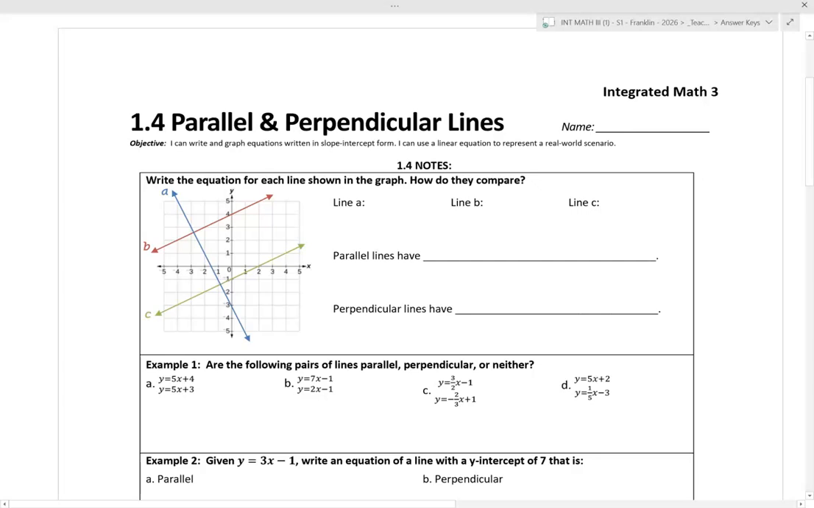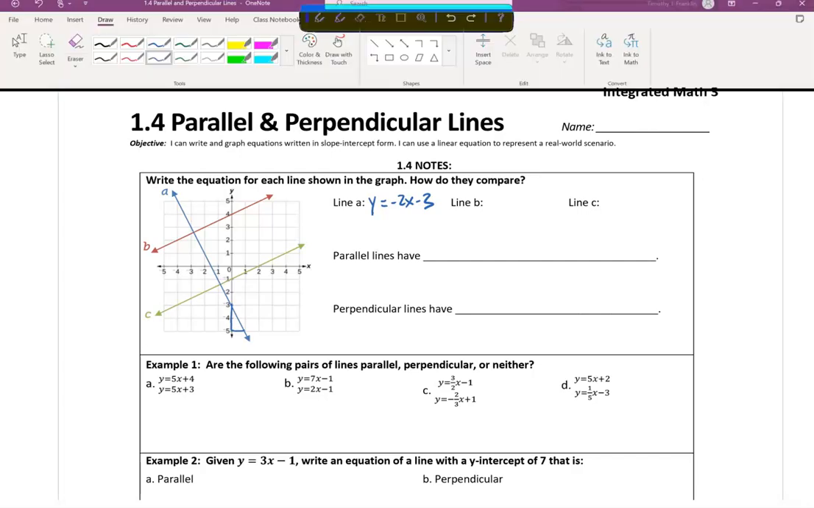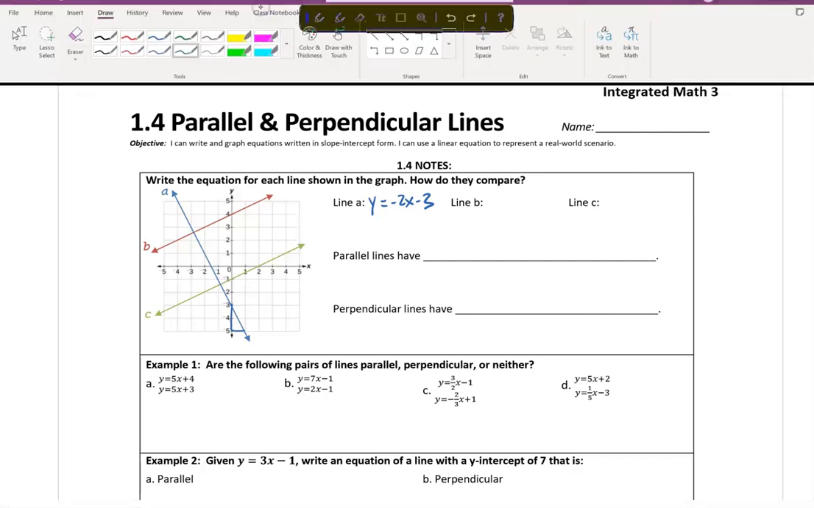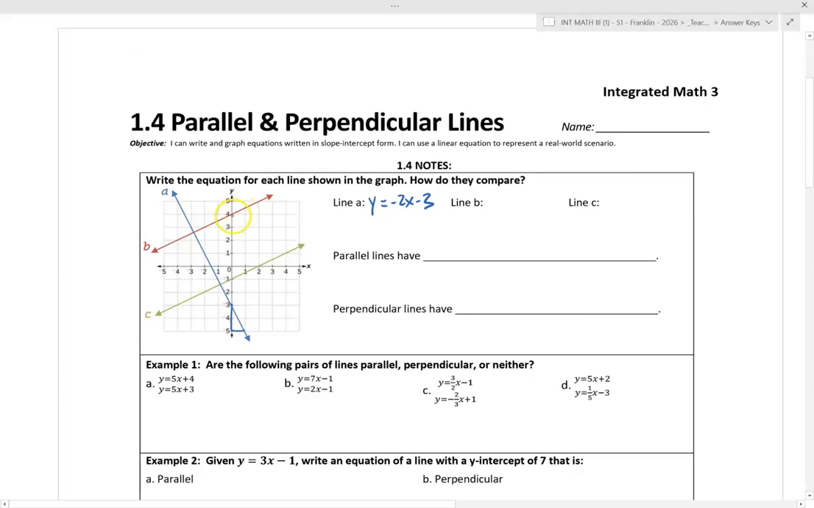Okay, so for line A, first we know it has an intercept of -3. And if we count for the slope, it looks like the slope is -2/1. So that would be y equals -2x minus 3. All right, for line B, it has an intercept of 4, and it looks to be a slope of +1/2 from point to point. That would be y equals 1/2 x plus 4.